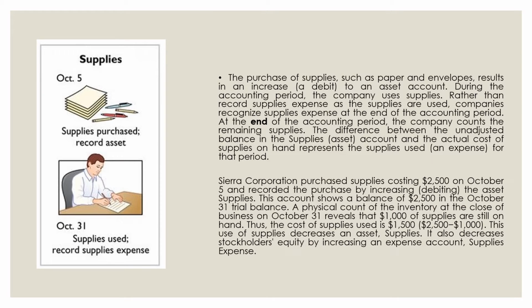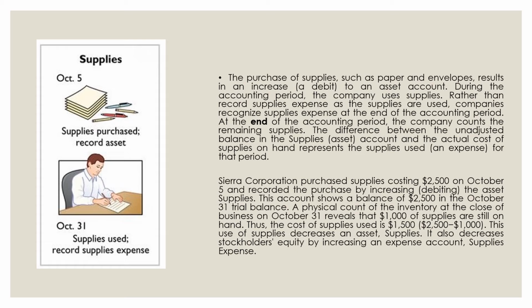Okay, so let's look at supplies, right? October 5th, we purchase supplies and record that asset. October 31st, we use supplies and record supplies expense. The purchase of supplies such as paper and envelopes results in an increase, a debit, to the asset account. During the accounting period, the company records the supplies rather than recording supplies expense as the supplies are used. So companies recognize the supplies expense at the end of the accounting period.